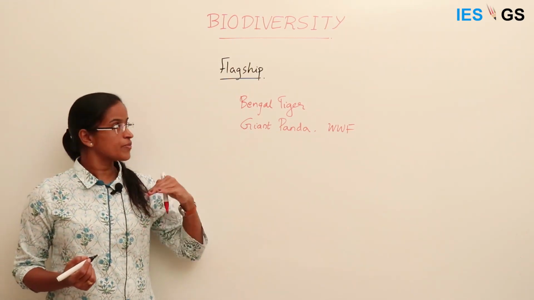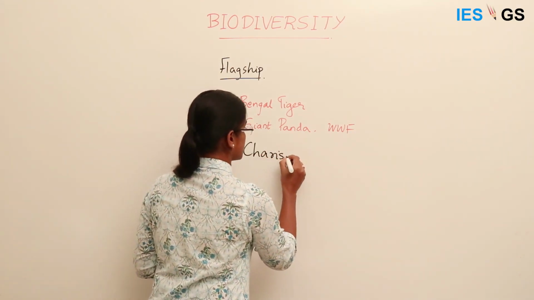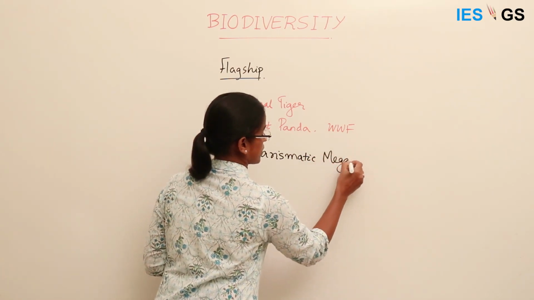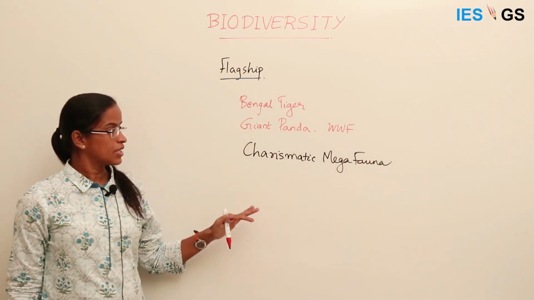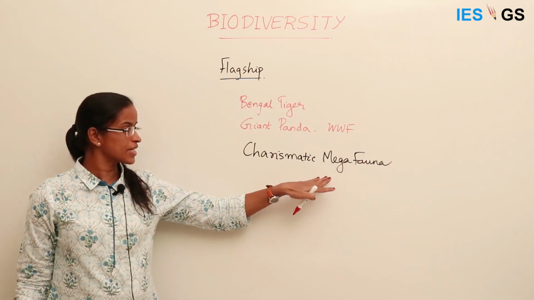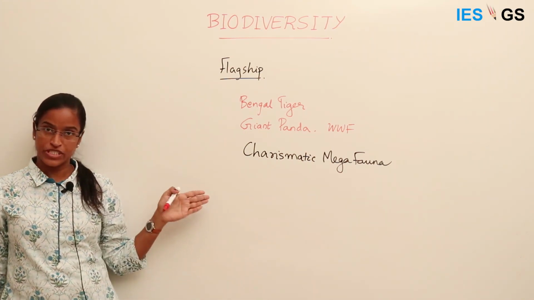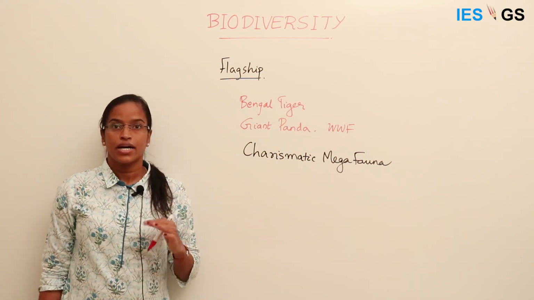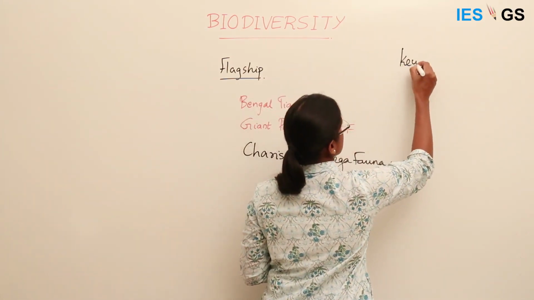This species can also be called charismatic megafauna. Once these species were called like this also. Now generally we use the term flagship species for our conservation efforts. And the other type of species is the keystone species.